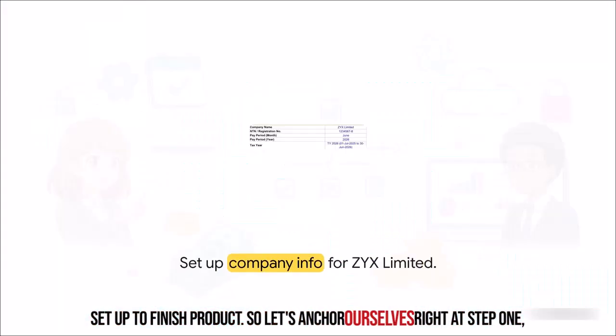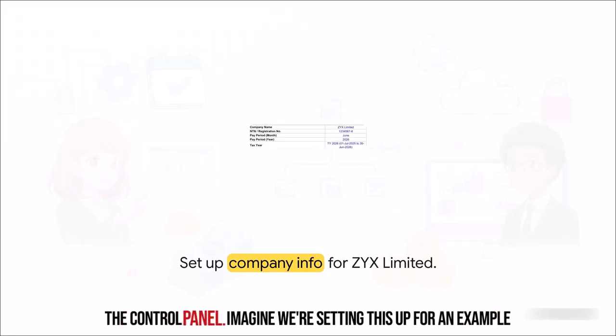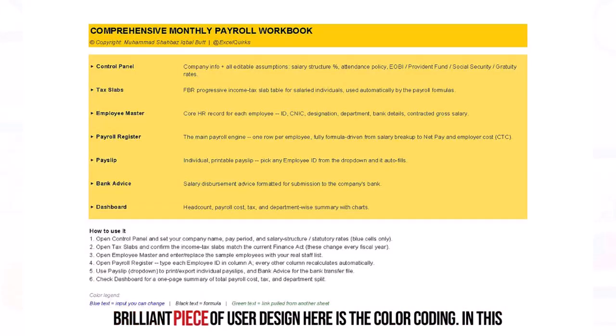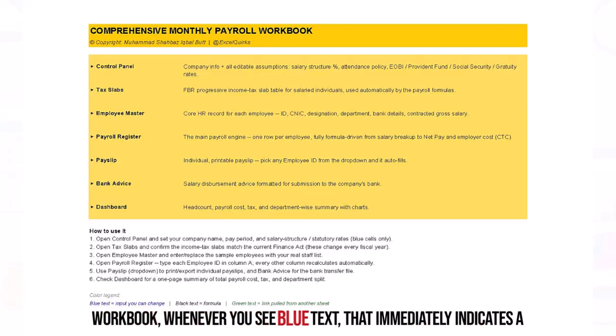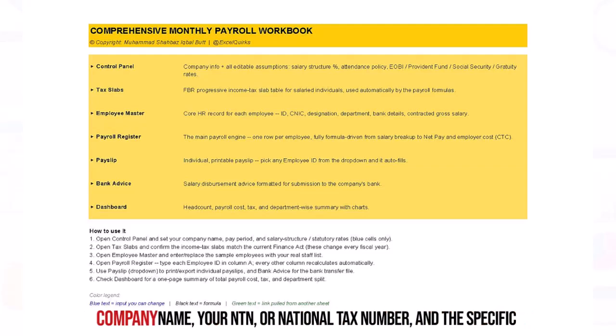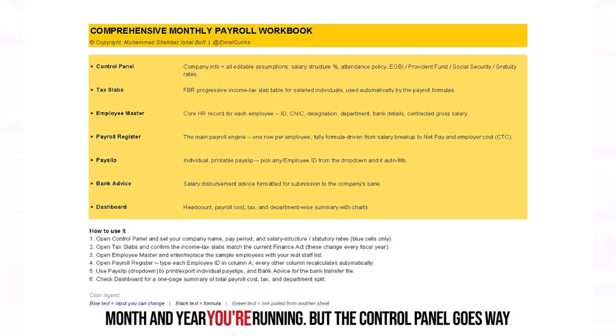So let's anchor ourselves right at step 1, the control panel. Imagine we're setting this up for an example company, let's call it ZYX Limited, for the pay period of June 2026. A brilliant piece of user design here is the color coding. In this workbook, whenever you see blue text, that immediately indicates a manual input. Those are the fields you actually need to touch, like the company name, your NTN or national tax number, and the specific month and year you're running.